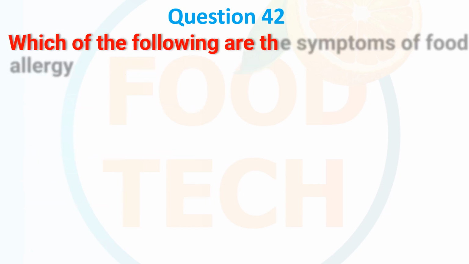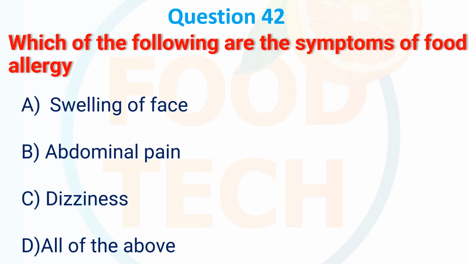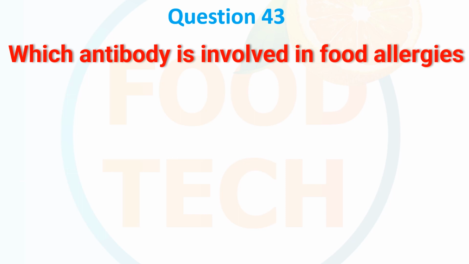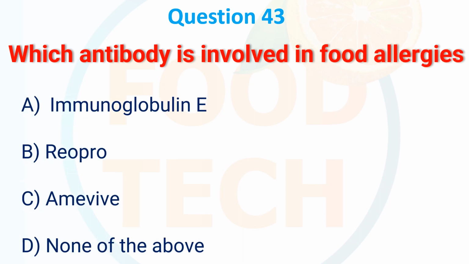Which of the following are the symptoms of food allergy? A. Swelling of face. B. Abdominal pain. C. Dizziness. D. All of the above. The answer is D. All of the above. Which antibody is involved in food allergy? A. Immunoglobulin E. B. Rio Pro. C. MEV. D. None of the above. The answer is A. Immunoglobulin E.